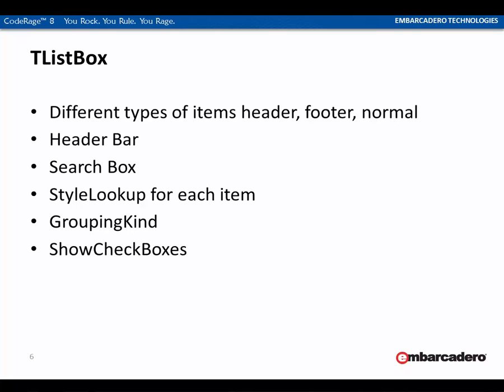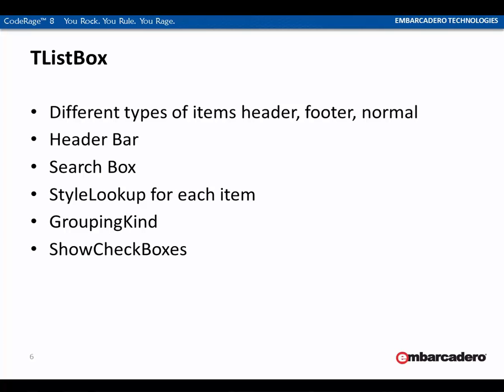So, some main differences between the Listbox and the Listview. Listbox is a container type of control with each item being its own sub-control. And there are header items and footer items and regular items. There's even a header box, a header bar, and a search box that can be added in as separate controls. Again, the style lookup allows you to customize every aspect of the display. And then there are different ways to group, and to do multi-selection, there's a show checkboxes option which allows you to select different items.